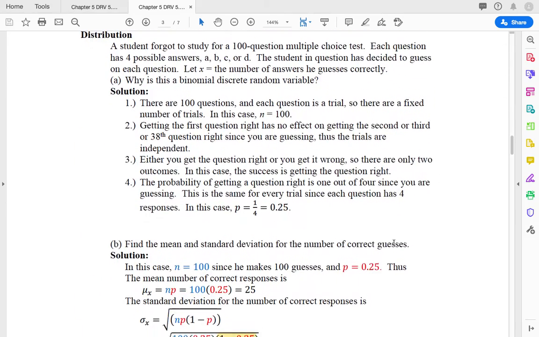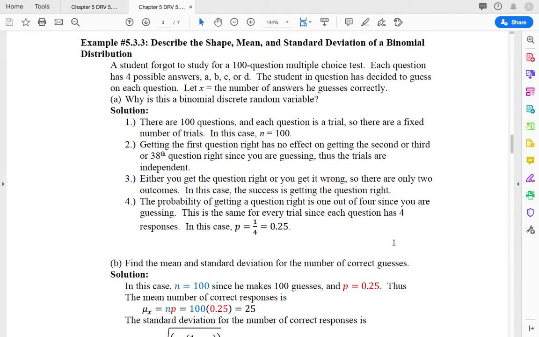All right, so the last example then. Let's say, hypothetically, a student forgot to study for a 100-point question multiple choice test. And each question has 4 possible answers, A, B, C, or D. So the student has decided they're just going to guess, and they're just going to fill it out randomly, and they're not going to even try to read the problems. They're just going to make a bunch of guesses and see what happens. So let's let x equal the number of answers that he guesses correctly.